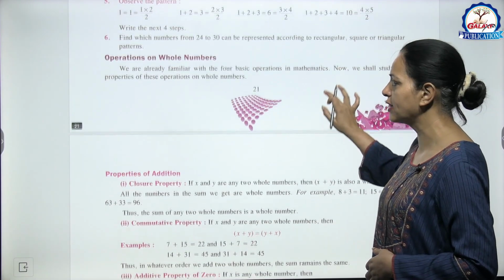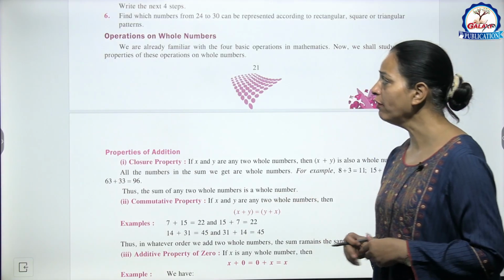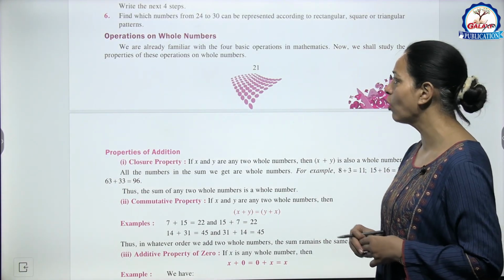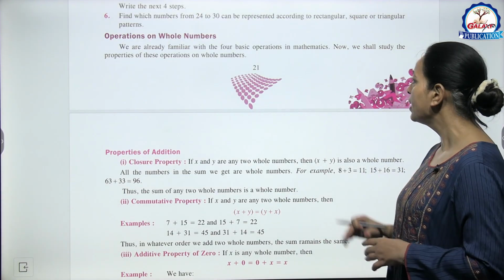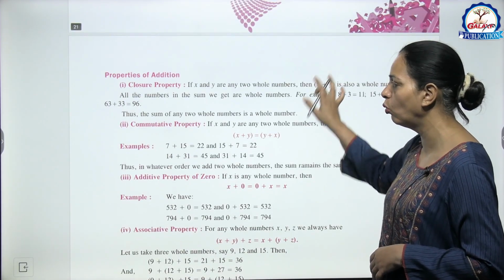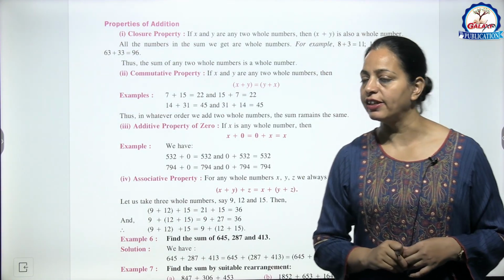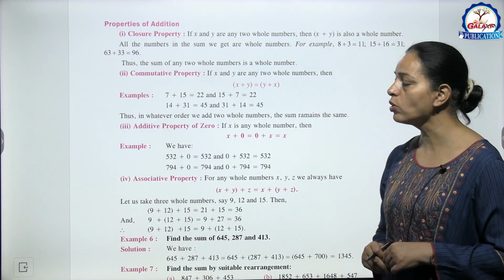Now come to next. We have operation on whole numbers. We are already familiar with the 4 basic operations in mathematics. Now we shall study the properties of these operations on whole numbers. The first one, properties of addition. The first is closure property.